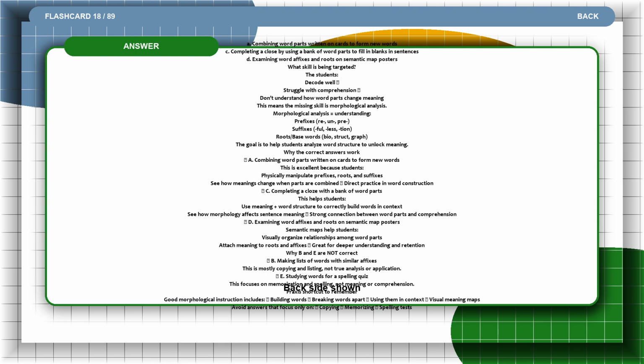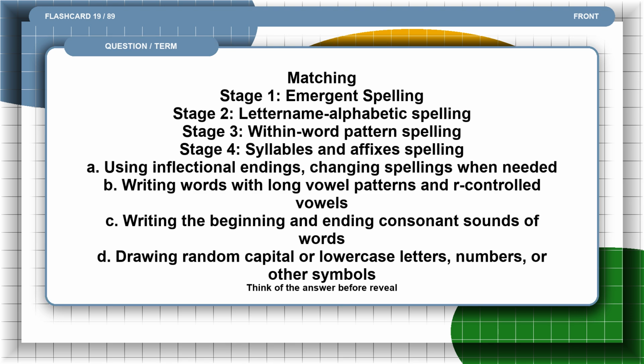Praxis shortcut to remember. Good morphological instruction includes building words, breaking words apart, using them in context, and visual meaning maps. Avoid answers that focus only on copying, memorizing, or spelling tests.